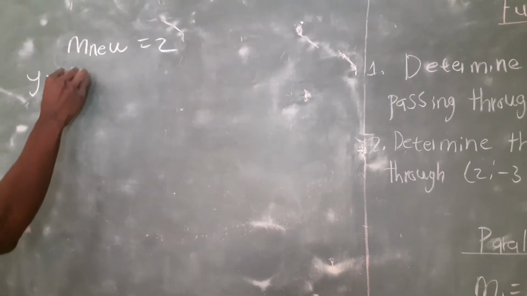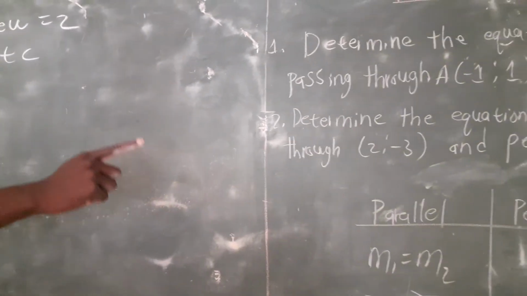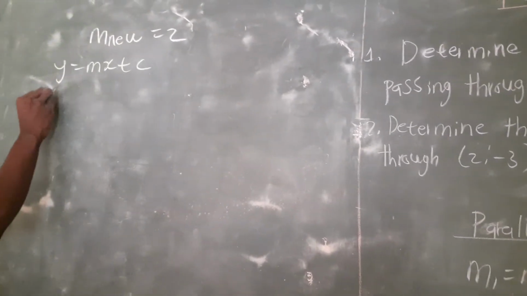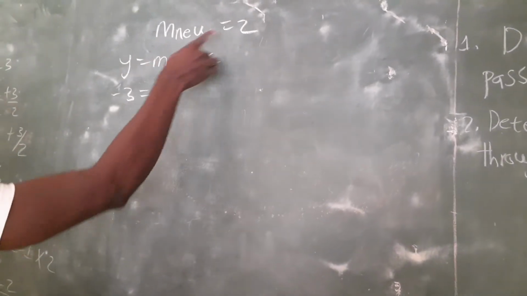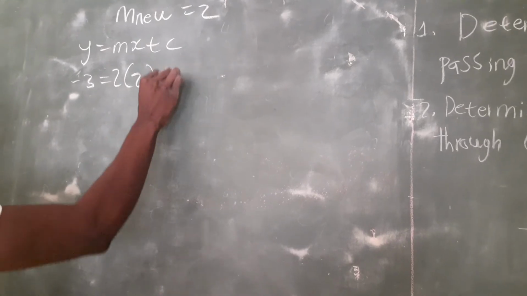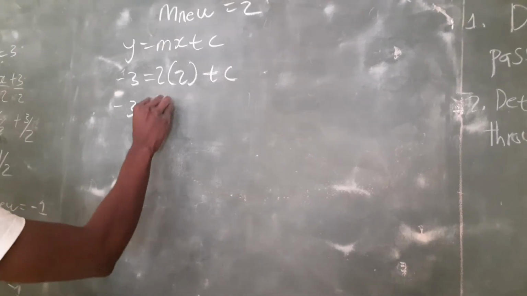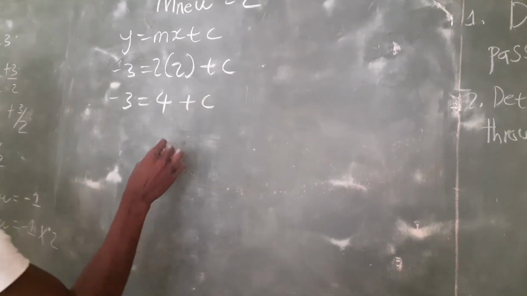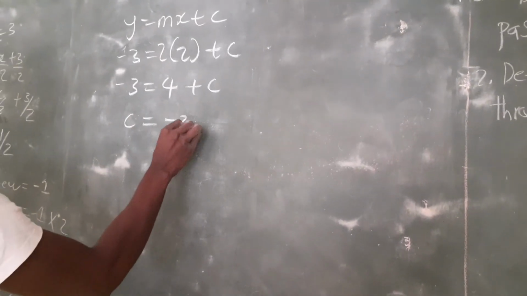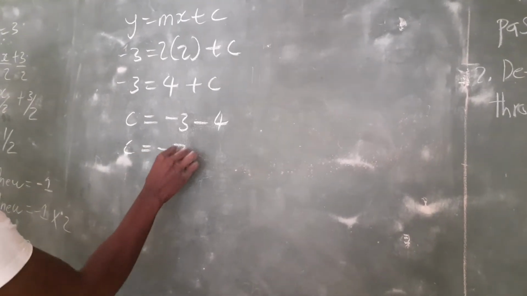We have y is equals to mx plus c, and then we're simply going to substitute the value, the point for y and x as well to get my c. I'm going to have negative 3 is equals to my m is 2. I have 2 into my x is 2 there plus c, and then I'm multiplying this with this. I'm going to have negative 3 is equals to positive 4 plus c, and then I'm taking my 4 that side. I will have c is equals to negative 3 minus 4, which will end up giving me negative 7.